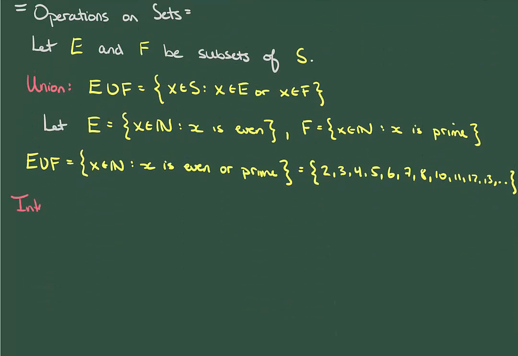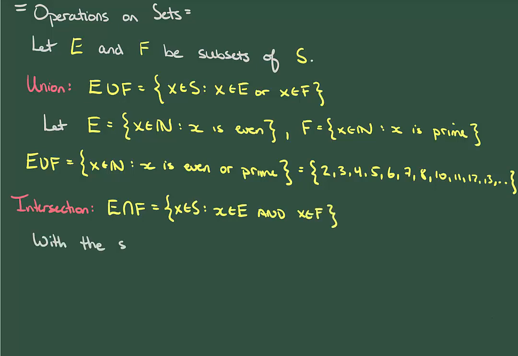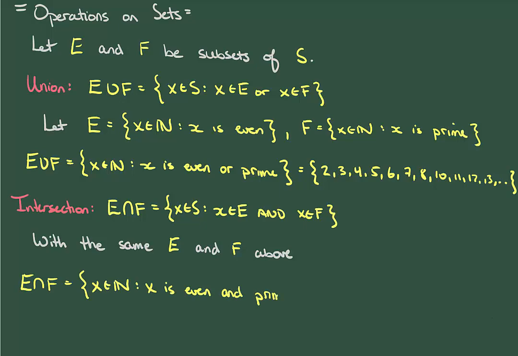Okay, so next up is the intersection. The intersection of E and F is the collection of elements which are in both E and F. If we use the same example sets above, then the intersection of E and F is the collection of all numbers which are both even and prime, and there's only one such number, namely the number 2.